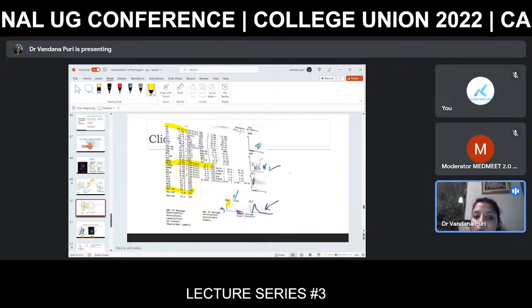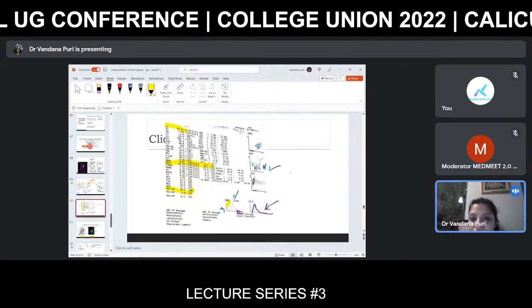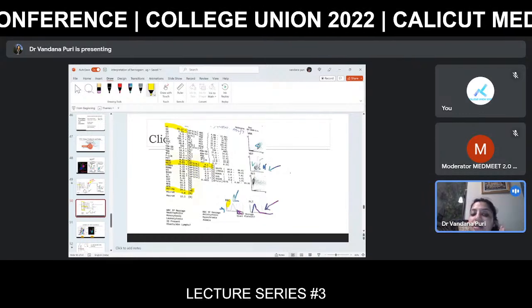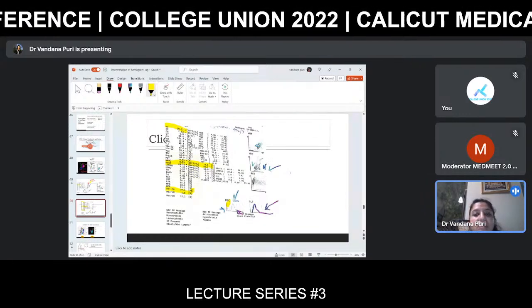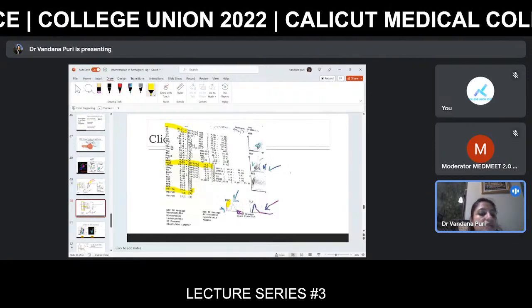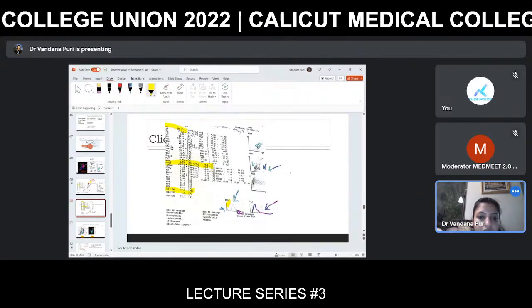So once you're clear with this, what is the diagnosis of this case? This is a patient who has neutrophilic leukocytosis, and at present he has normocytic normochromic anemia, but he is going to develop microcytic hypochromic anemia also, and the platelet count is adequate, right?